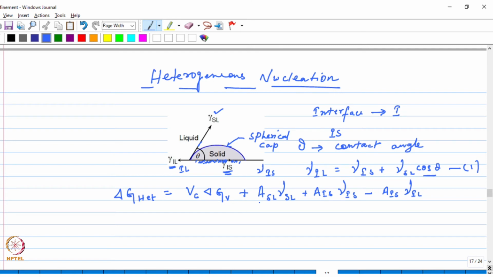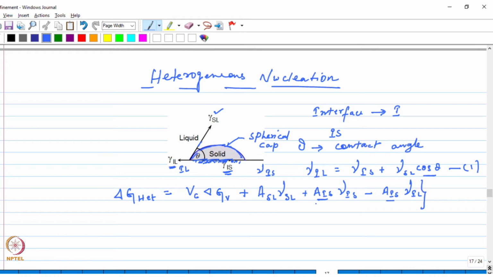Where ASL is the area of this interface here, which is the solid liquid surface. Similarly, this is the area which is here, the heterogeneous surface and the solid, that particular interface. And you can also see the corresponding surface energies.